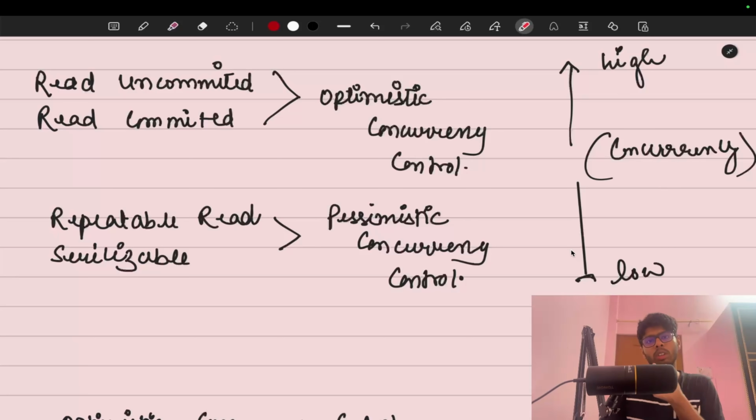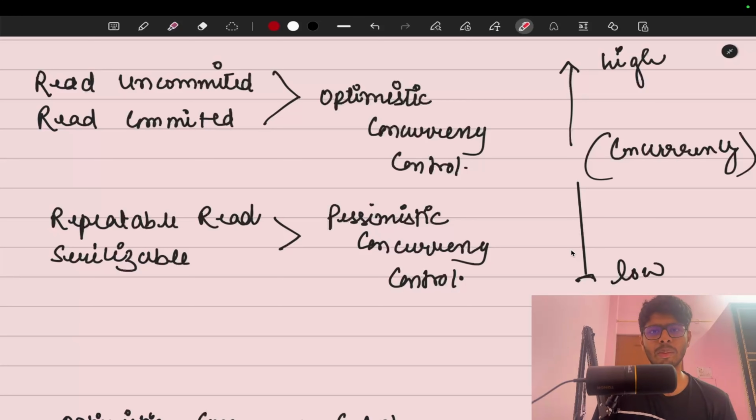And suppose in repeatable read I am writing on row number 2, no one else can write on that data either. That makes our system low concurrent and a little more slow, and that is why we call it low pessimistic concurrency.